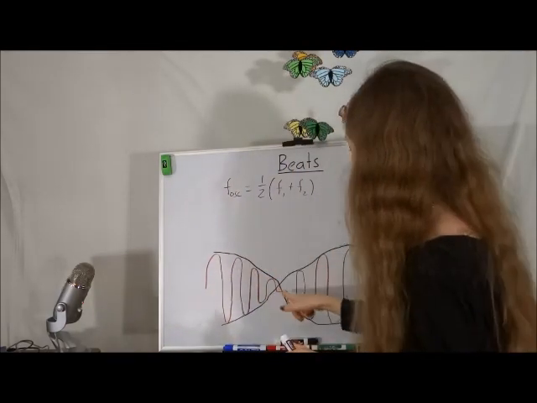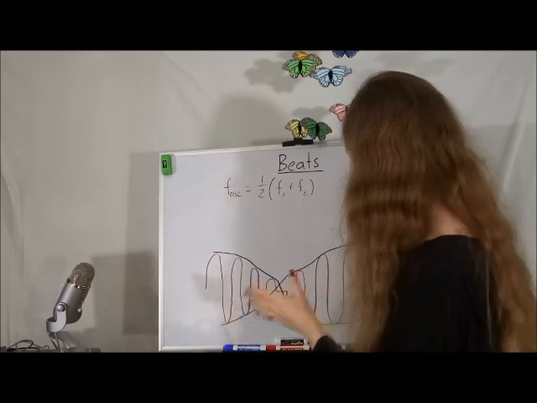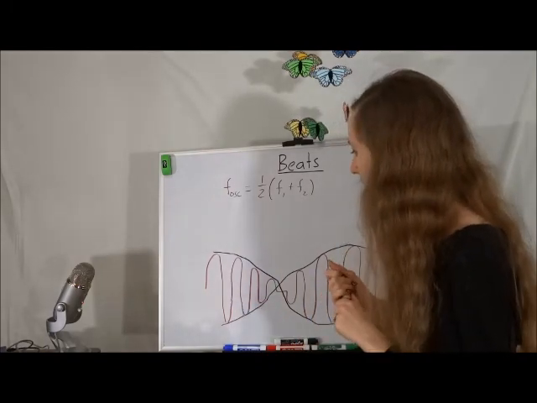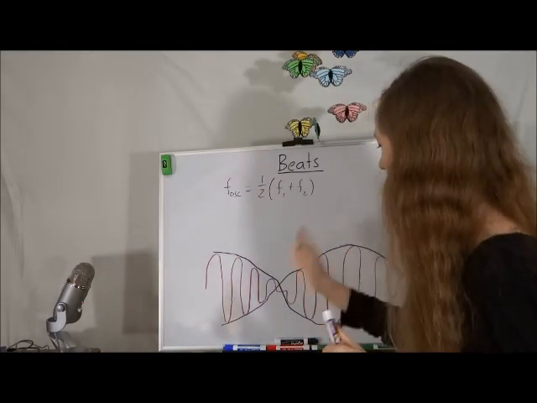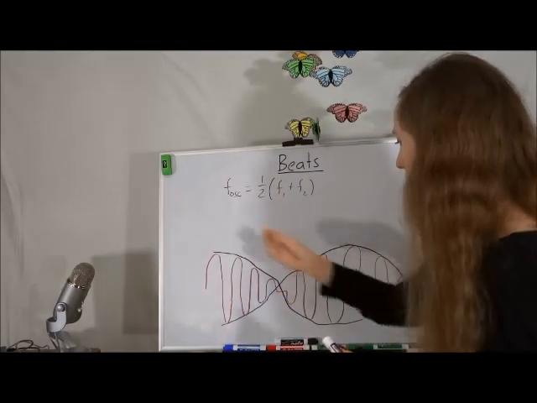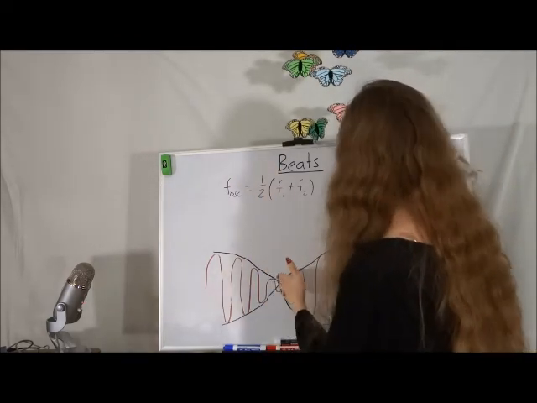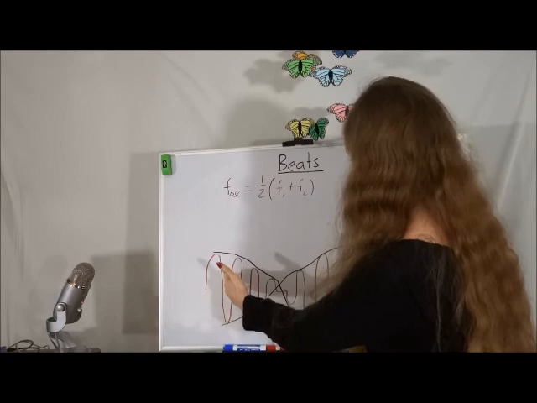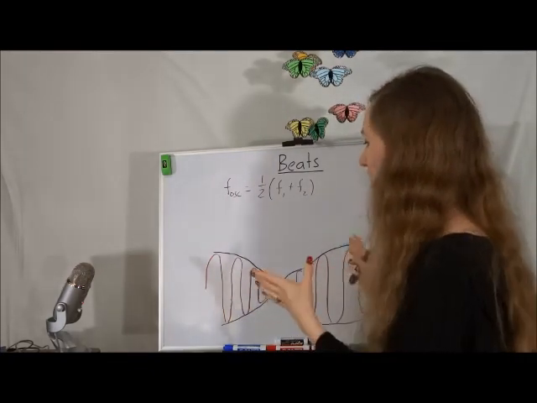Now, what about this envelope here? What's going on with this? We also have what is called the beat frequency. Now, a beat is one soft, loud, soft, or loud, soft, loud pattern. So going from a node to another node, or from an antinode to an antinode, that is going to correspond to the beat frequency.